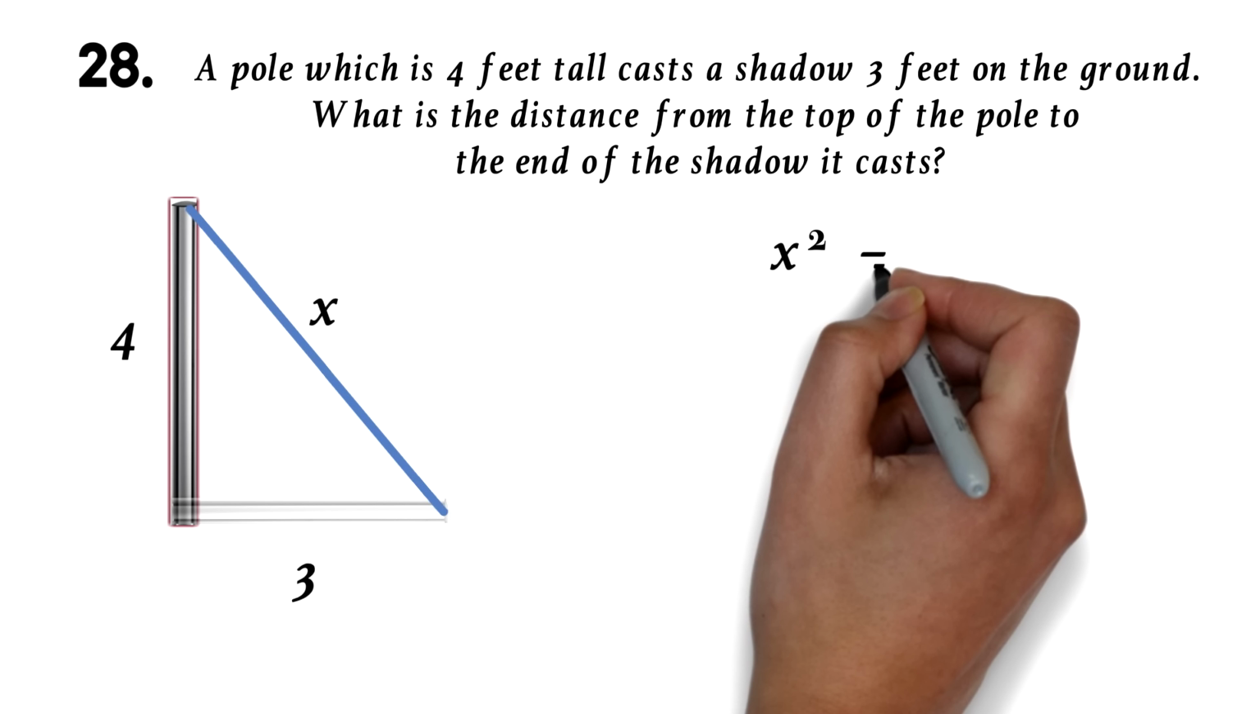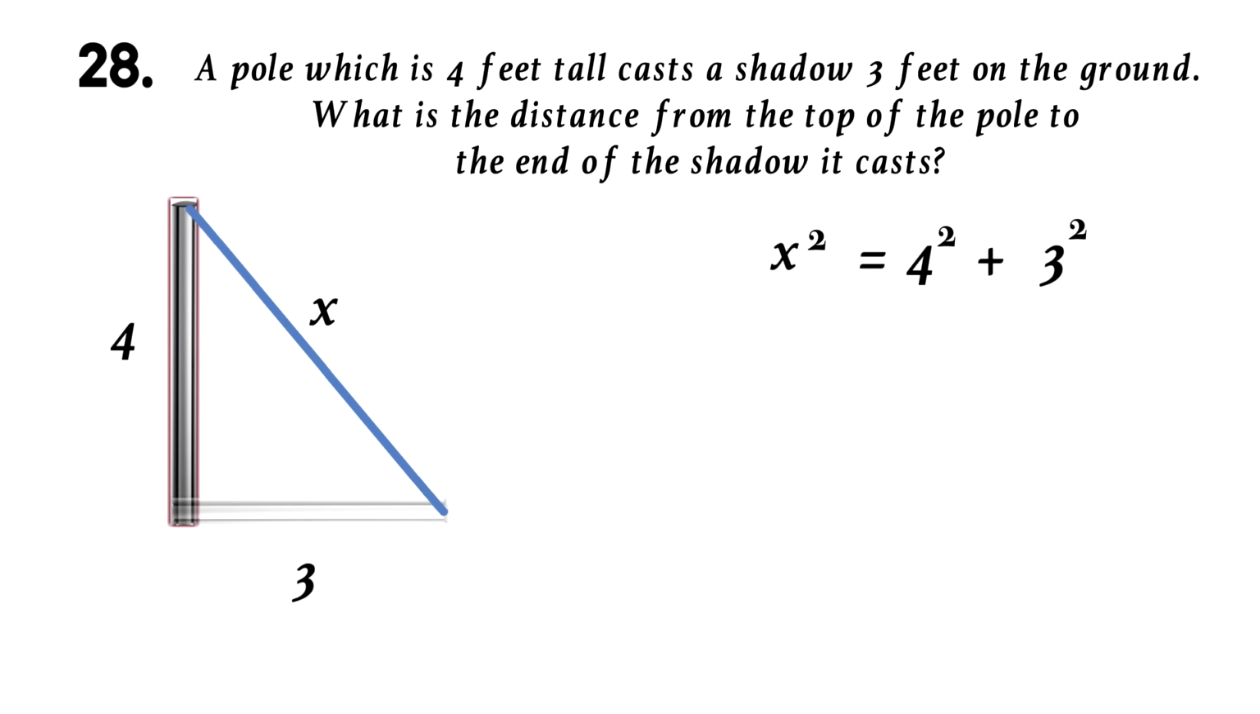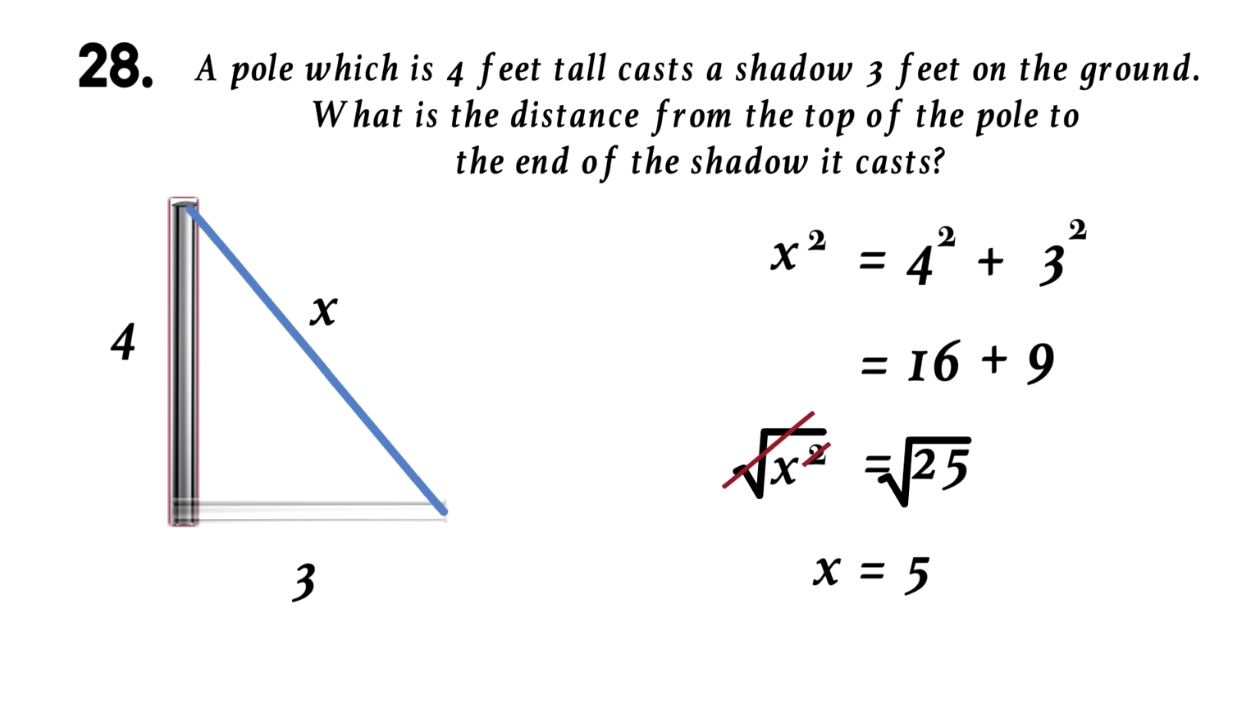X squared equals 4 squared plus 3 squared. So you solve it and get the distance as 5 feet. Same as 37.